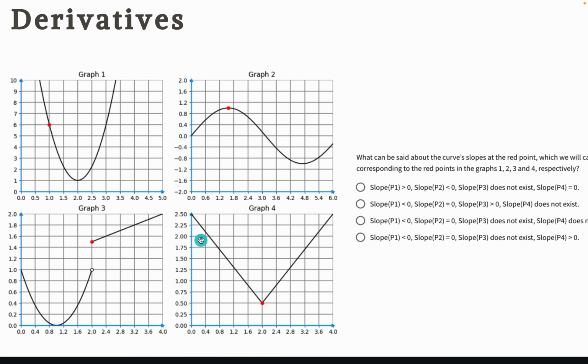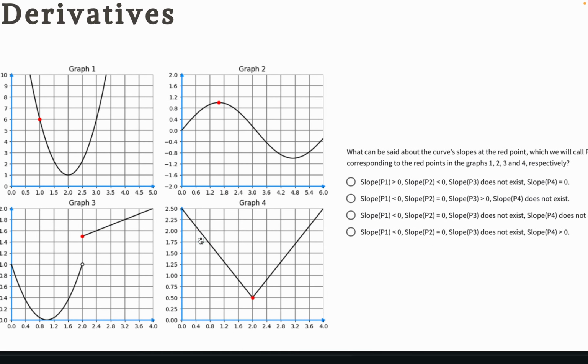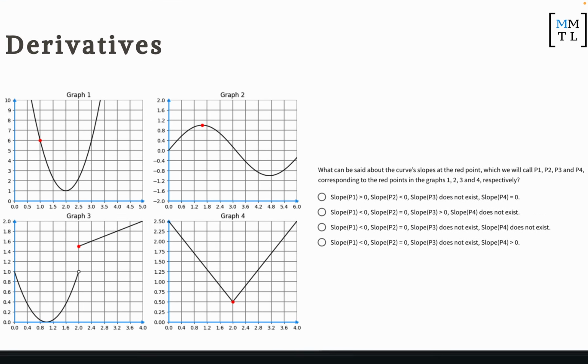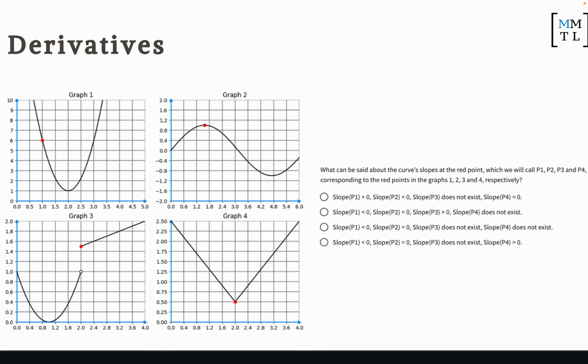Okay. Some more revision. This is kind of just basic calculus, checking that we didn't forget. So what can be said about the curve's slope at the red point of graph 1, graph 2, graph 3, and graph 4 respectively? So is the slope of P1 greater than 0? Yeah, right, it's going down, negative. Is the slope of P1 less than 0? Yep. Is the slope of P2 equal to 0? Yeah.